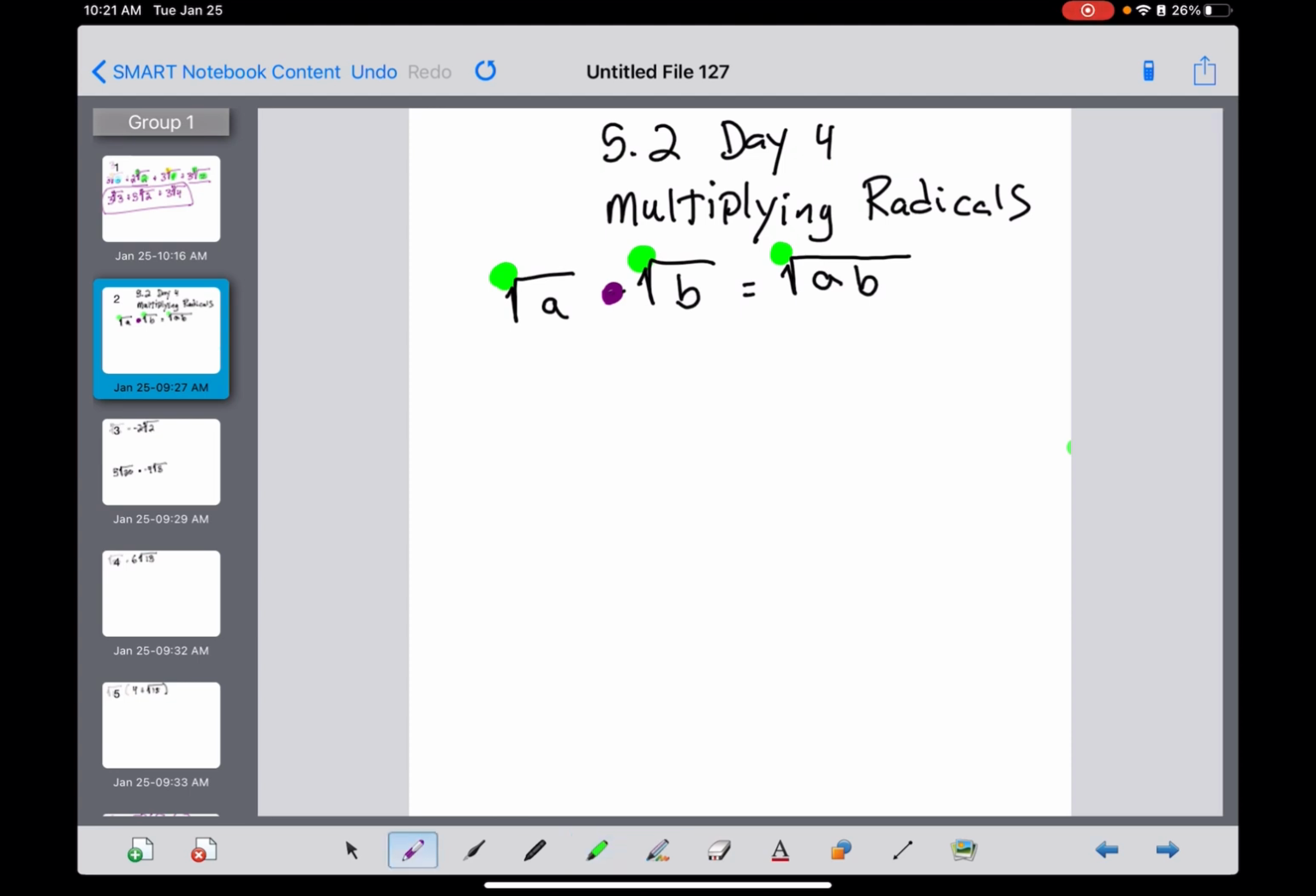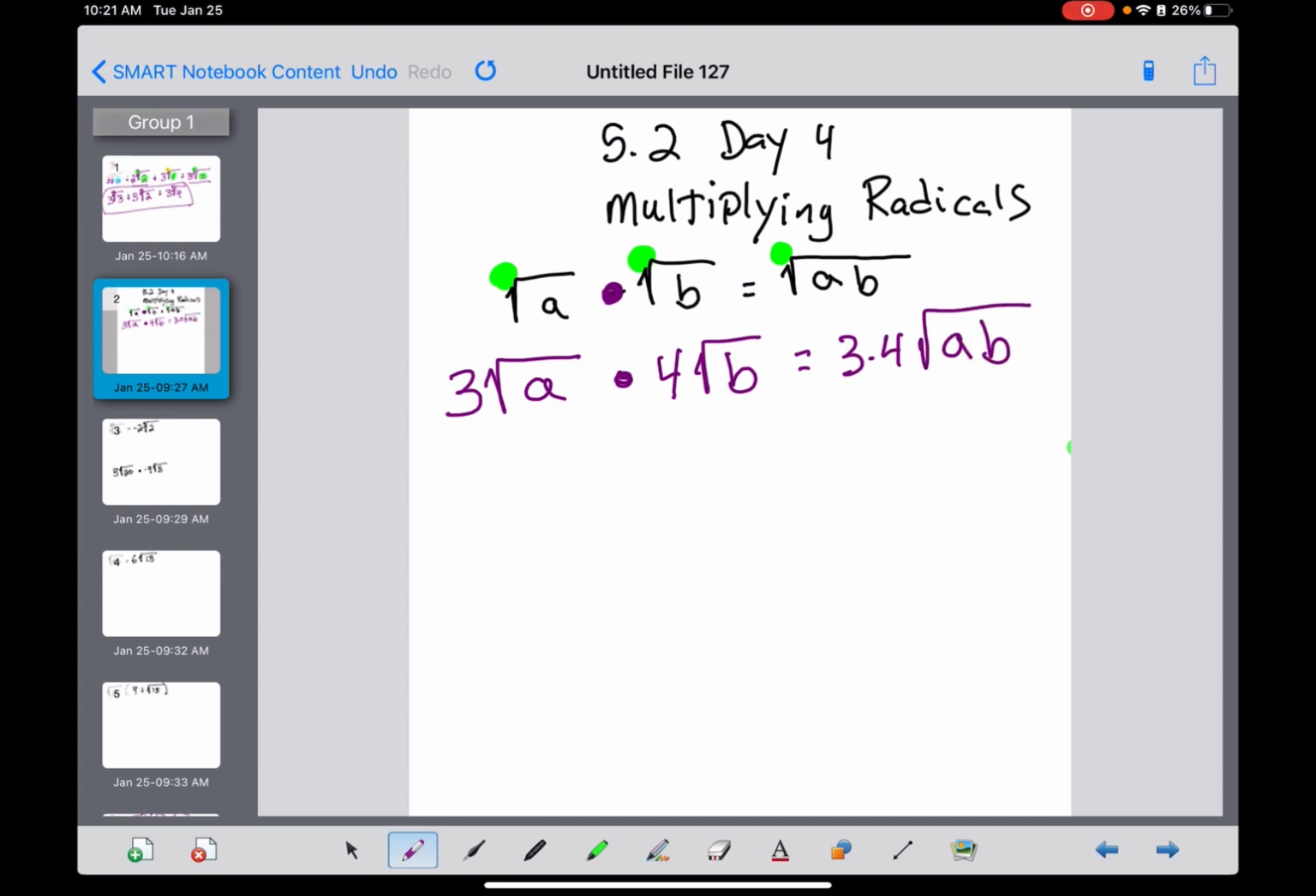Okay. Also, let's say that there's something outside of the radical. Say we have 3 radical A times 4 radical B. You multiply together what's on the outside of the radicals, and then you multiply together just like we did what's inside the radicals. And then obviously simplify. So this would be 12 radical A times B, whatever A, B is.